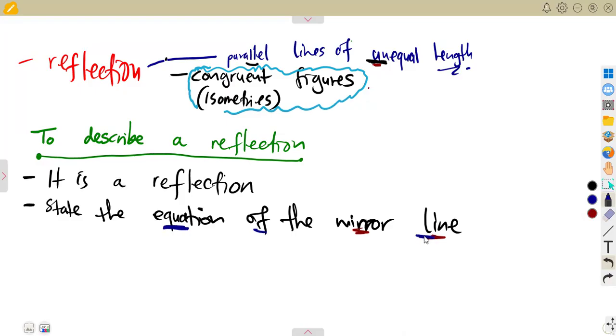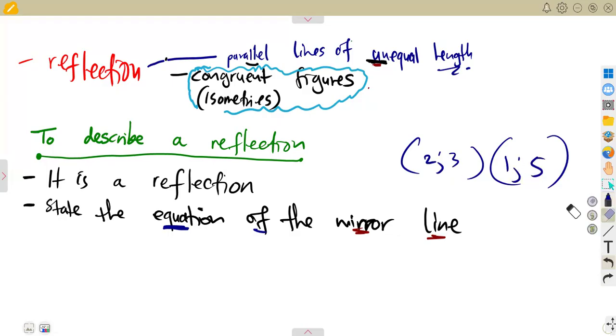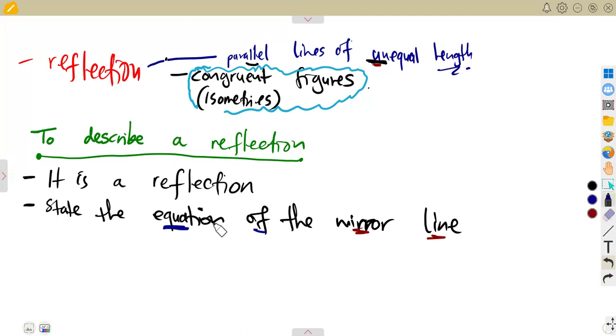We are talking about the equation of a line. So you must know how to determine the equation of a line given 2 points. How do you determine the equation of a line passing through 2 points? Once you know this, you're done. That is what I'm simply saying. Please make sure that you revise that so that you will not have a challenge when it comes to finding the equation of the mirror line.